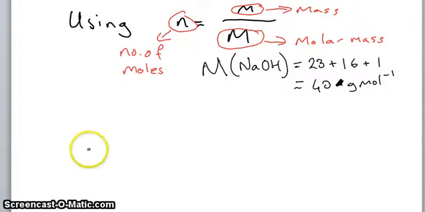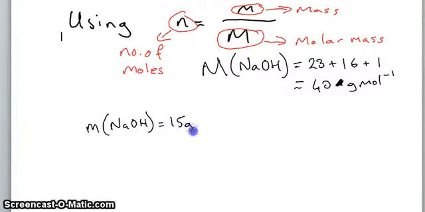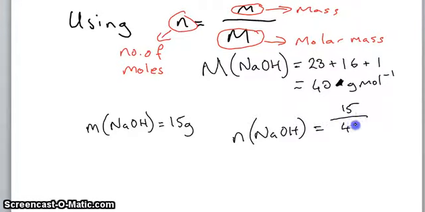If we're given a mass of sodium hydroxide, let's assume the mass of sodium hydroxide that we are given is 15 grams. We can then calculate the number of moles of sodium hydroxide using our formula up above. That is the mass divided by the molar mass, which equals, well, you can do that on your calculator, and you would get the answer 0.375 moles.